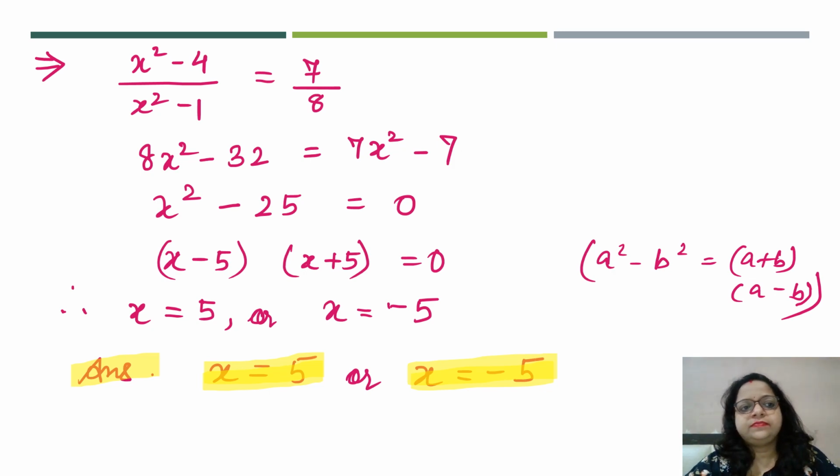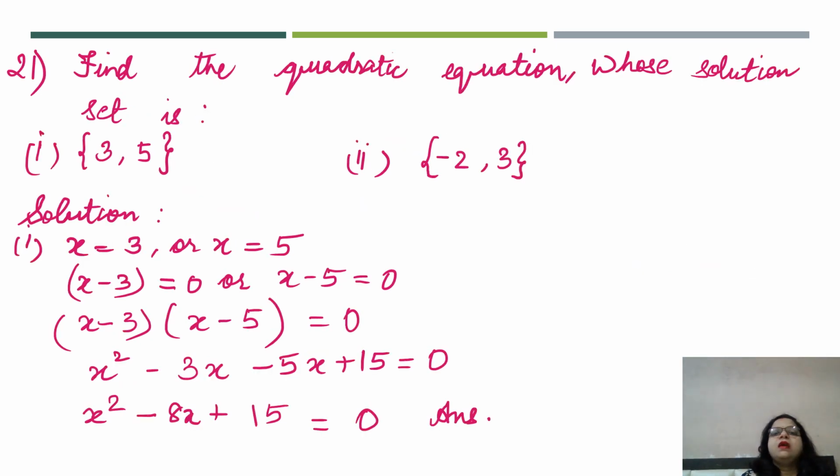Okay children. Now, coming to the next slide, question number 21. Find the quadratic equation whose solution set is 3, 5 in the first and −2, 3 in the second. That is, the value of x is given as 3, 5 in one and −2, 3 in the second. We have to form the quadratic equation.